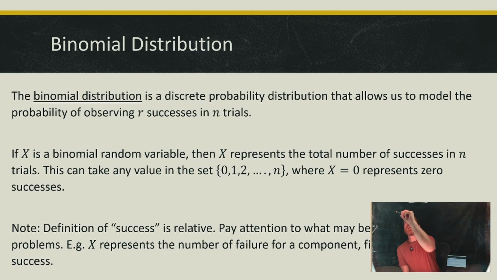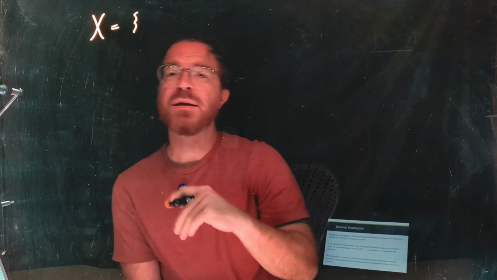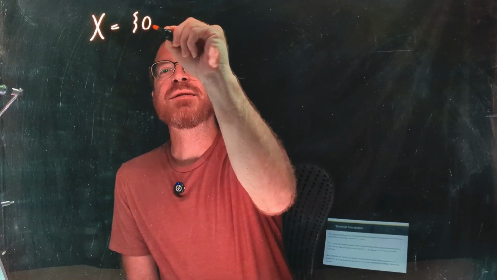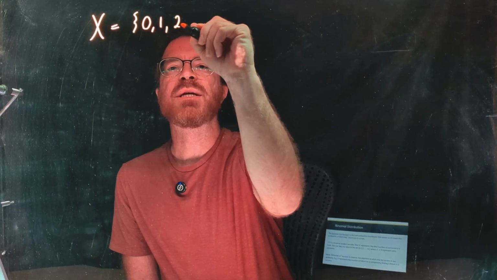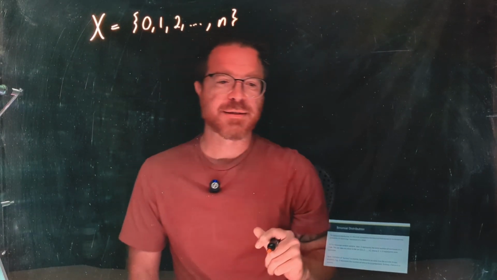So for example, X is equal to, we do curly brackets because it's a set with the possible outcomes: we could get 0 successes, we could get 1 success, we could get 2 successes, and we could get up to N successes.